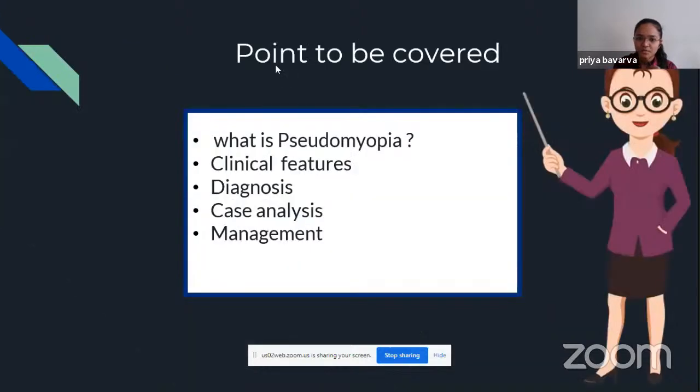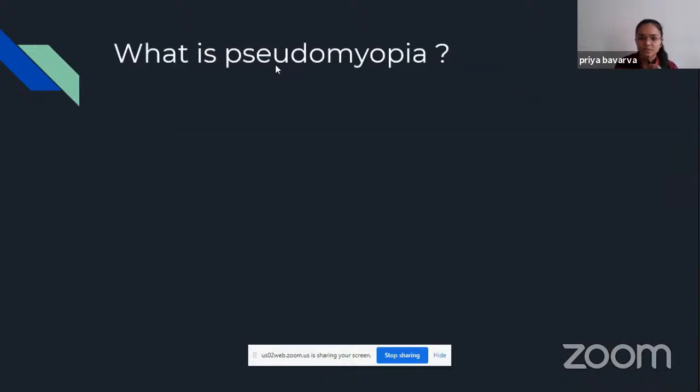So today the learning objectives of my presentation are: what is pseudomyopia, clinical features of pseudomyopia and diagnosis, case analysis, and management of pseudomyopia. As we all know, when we see a near object, our eye starts accommodating, and when we see a distant object, our accommodation becomes relaxed. Accommodation is a dioptric adjustment of the crystalline lens to obtain a clear vision for a given target. This is thanks to contraction of the ciliary muscles and relaxation of the zonules.